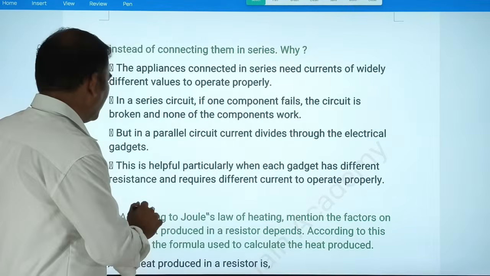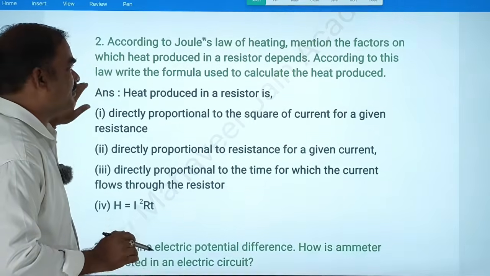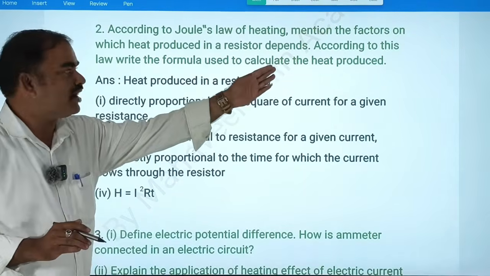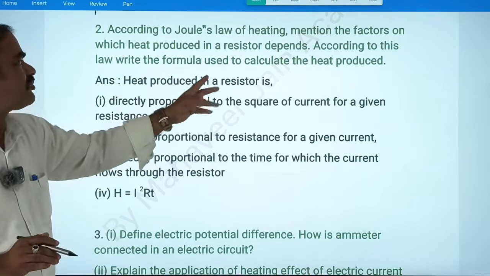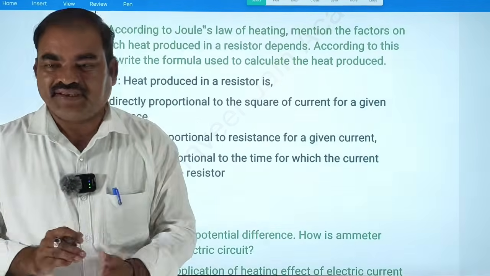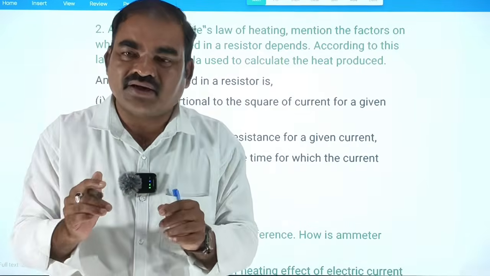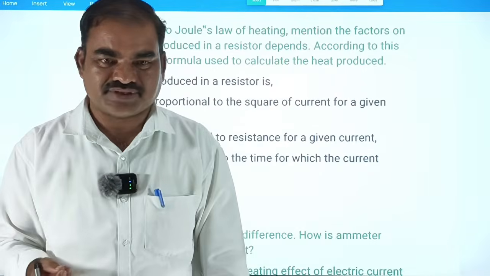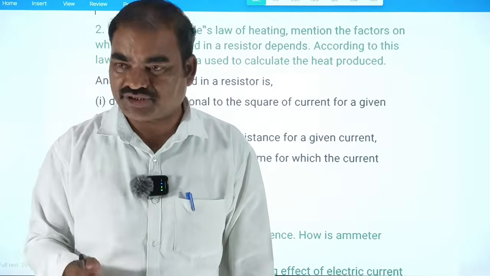Coming to the second one: according to Joule's law of heating, mention the factors on which the heat produced in a resistor depends, and write the formula to calculate the heat produced. What is the meaning of Joule's law of heat? When a current passes through any conductor, heat is produced. That heat we use for many applications.